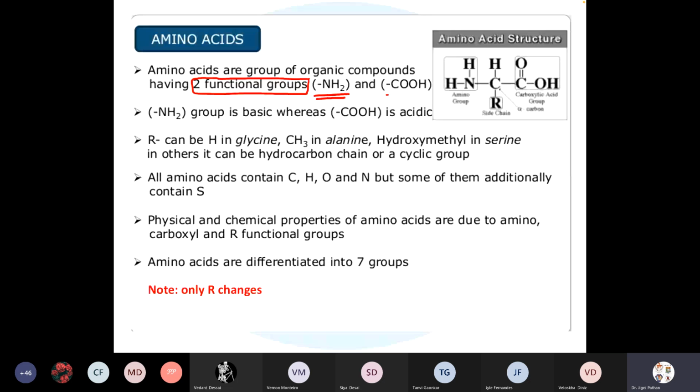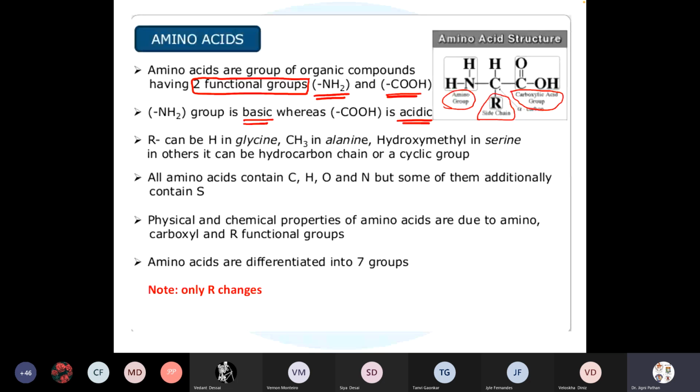The amino group is basic, whereas the carboxylic group is acidic. And then R can be different; for all the 20 amino acids, the change happens only in this R region. So R can be H. If it is H, it becomes glycine. If R is CH3, it becomes alanine.